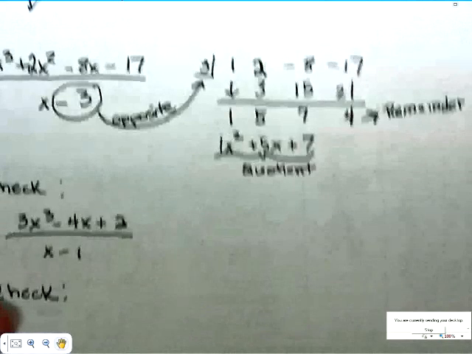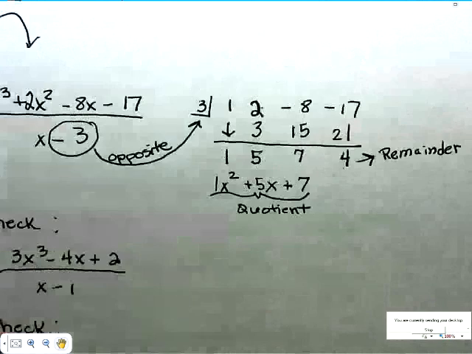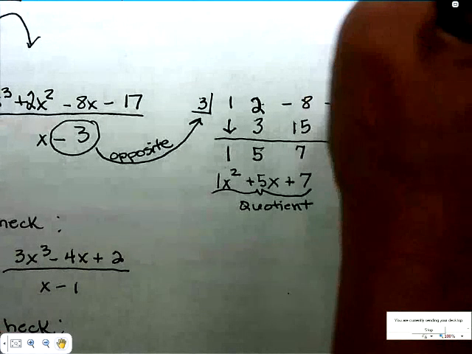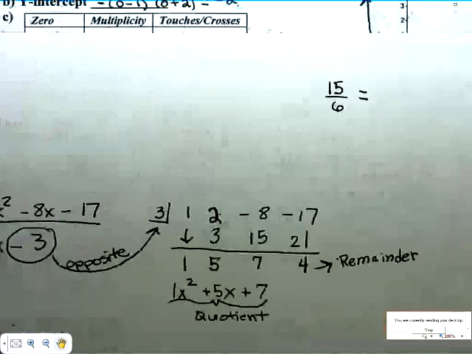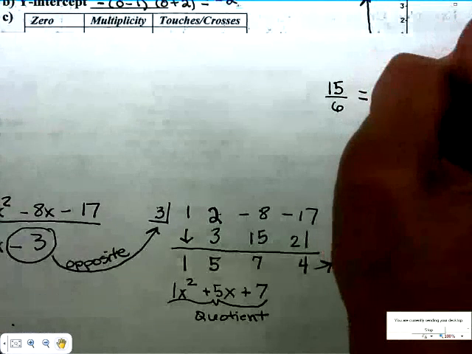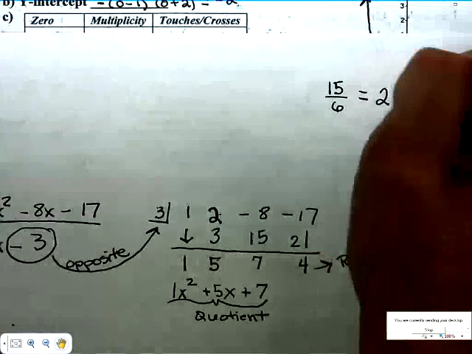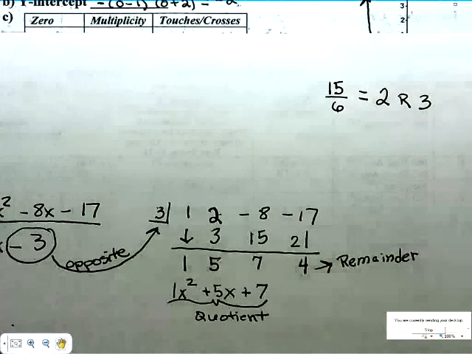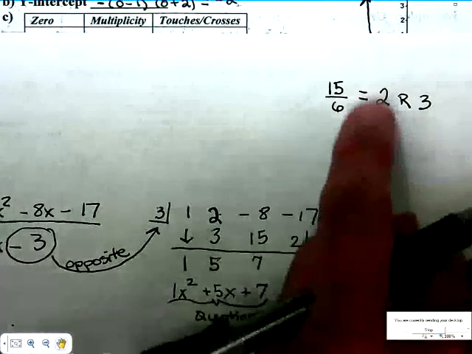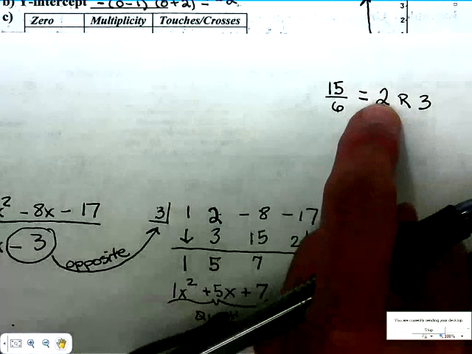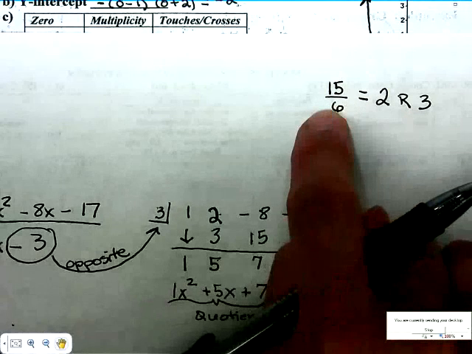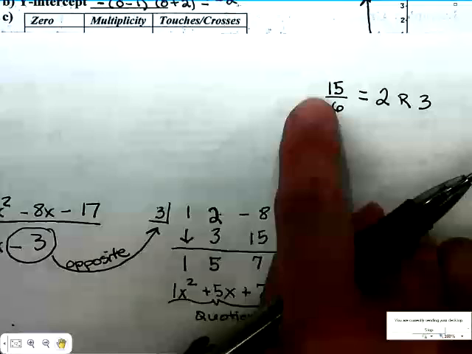Now, in basic math, if you say 15 divided by 6, 6 goes into 15 2 times with 3 left over, how do you check that? You multiply your quotient times your divisor, and then add the remainder. 2 times 6 is 12, then add the 3 and you get 15. Same thing should work in algebra.